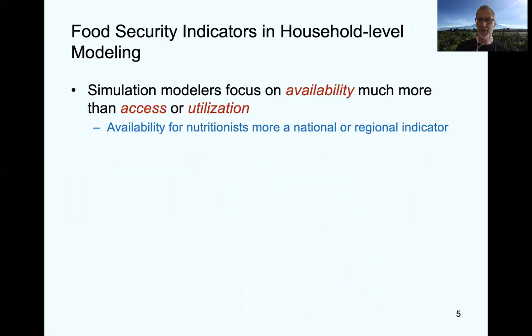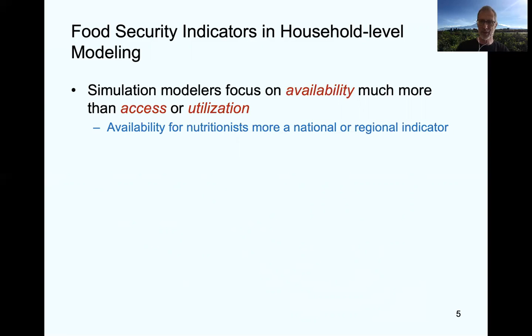So again, one of the things we found was in previous analyses using simulation models, and not all of these are system dynamics models, but many of them are dynamic, modelers have focused on availability much more than access or utilization. And that's primarily because a lot of what they are trying to do is predict things like yields and total production, which lends itself more closely to thinking about the availability dimension.